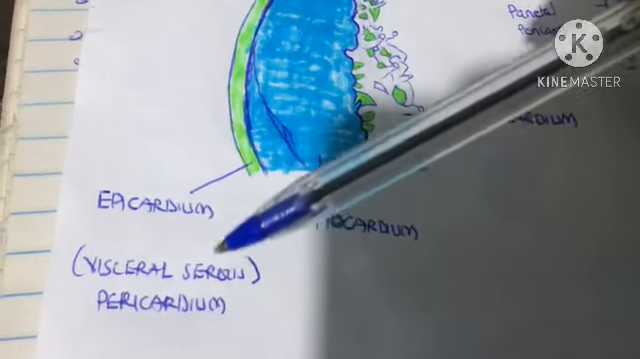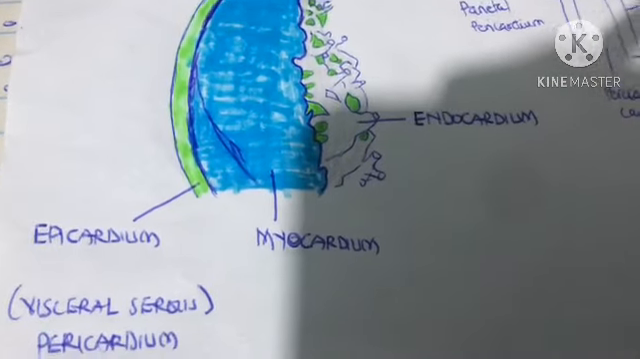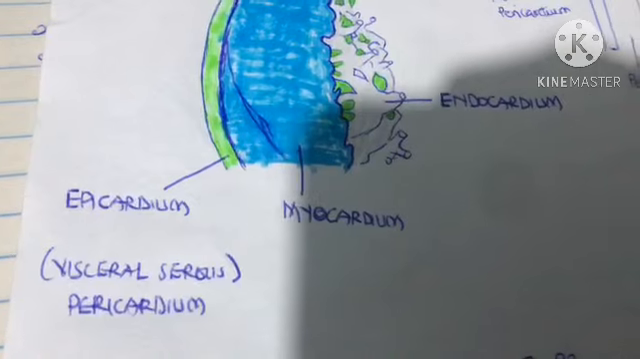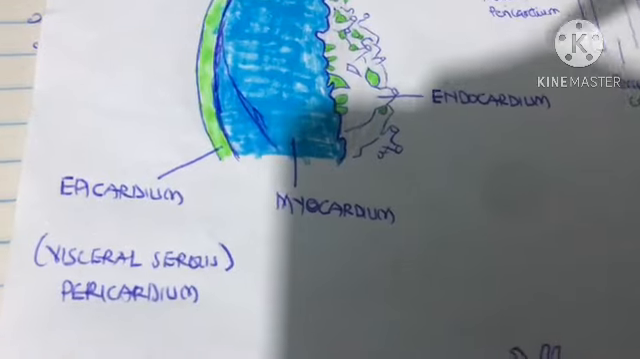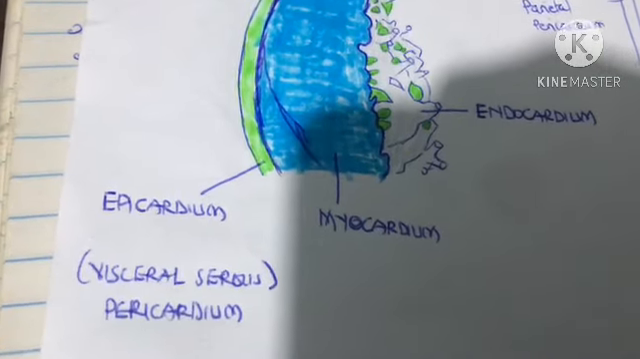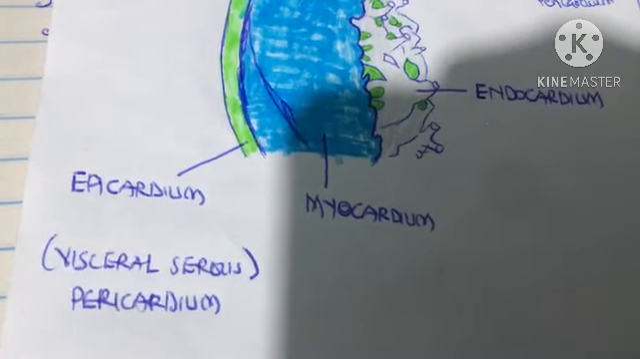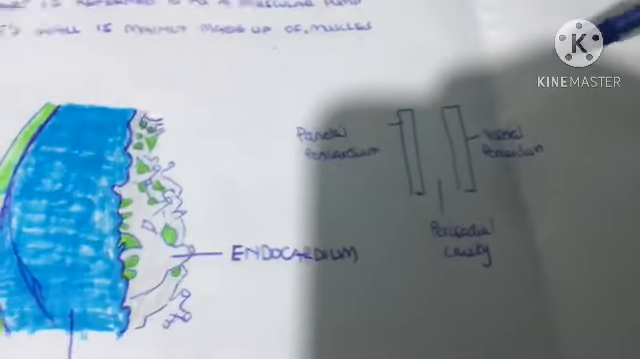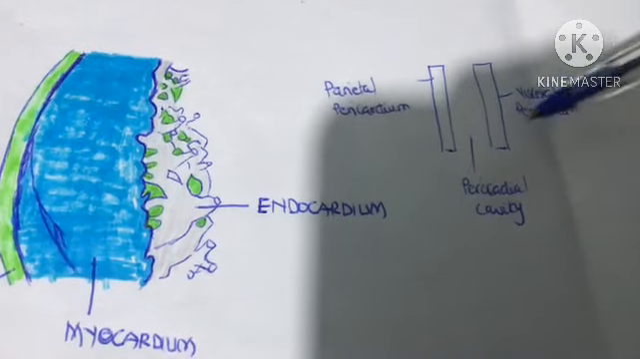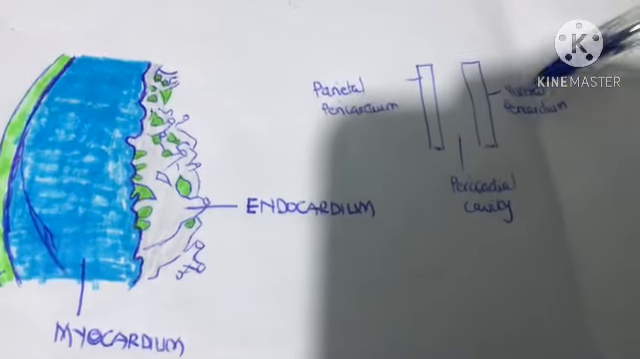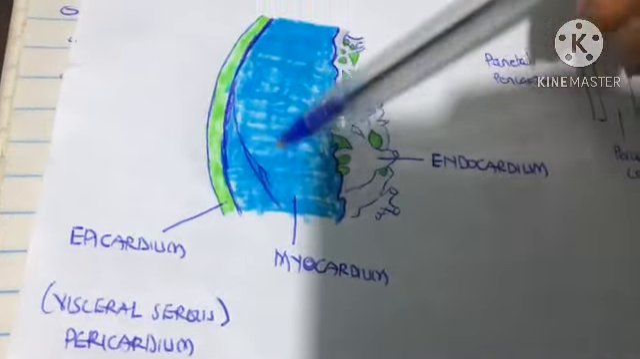And this epicardium is the same as the visceral layer of the serous pericardium. When I was talking about the pericardium in our previous video, I said that it consists of 2 main layers. We have the fibrous pericardium, which is the outer layer, and the inner layer is called the serous pericardium. And I also said that the serous pericardium is further divided into 2 layers, the parietal pericardium, which is the outer layer, and the visceral pericardium, which is the inner layer. And this visceral pericardium is the same as the epicardium of the heart.